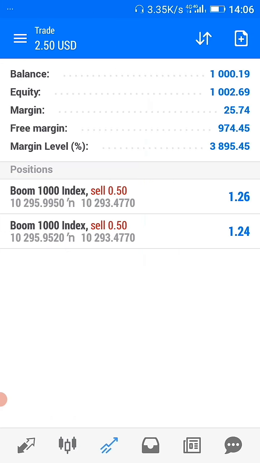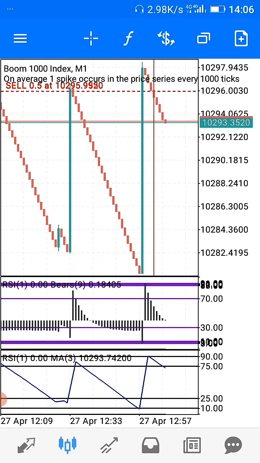Okay, and let's check the trade. It's still running, and we're in profit already. All right guys, so how many candles do we have to go? 1, 2, 3, 4, 5, just a candlestick to go.